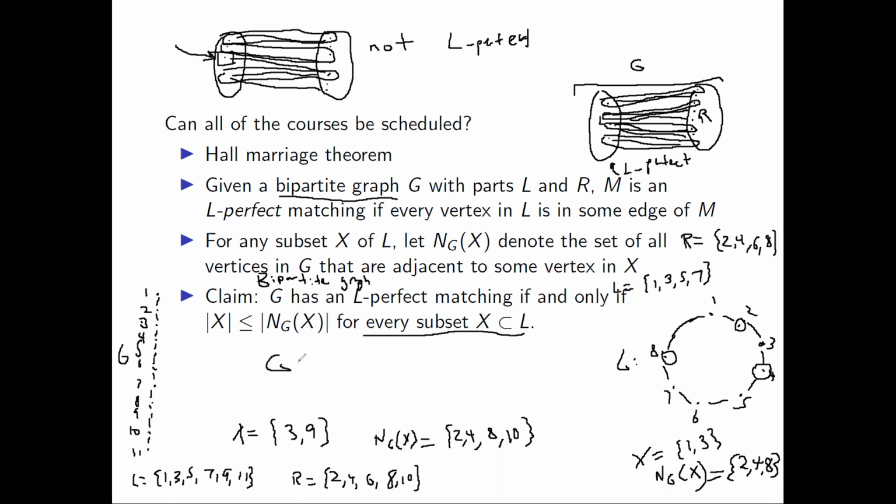So our G right here, G has L and R, and X is just some subset of L. And we're requiring that the N sub G of X over here is at least as large as X. And that's what we're saying right here. So N sub G of X has to be at least as large as X for all the subsets X of the left side of our bipartite graph.